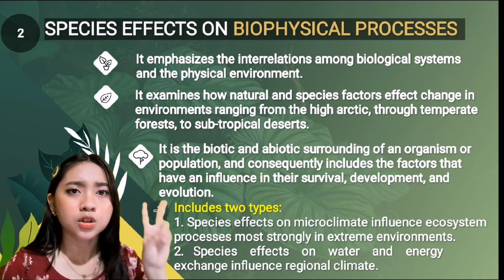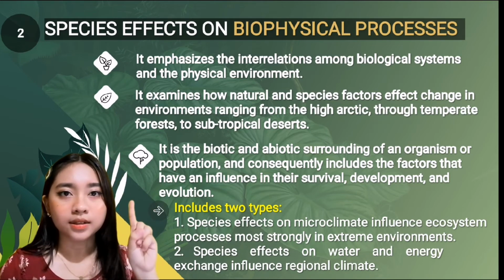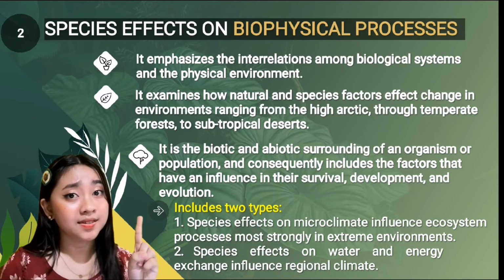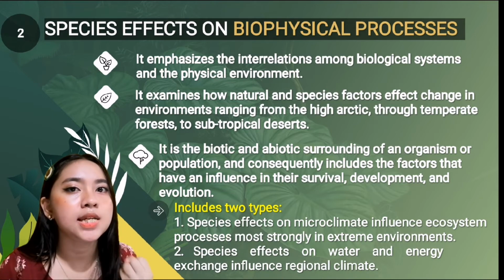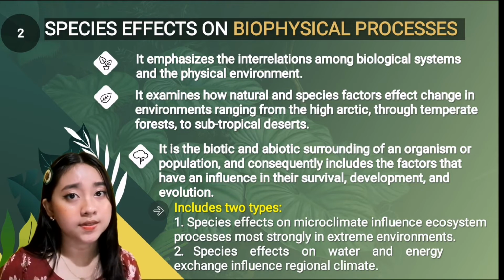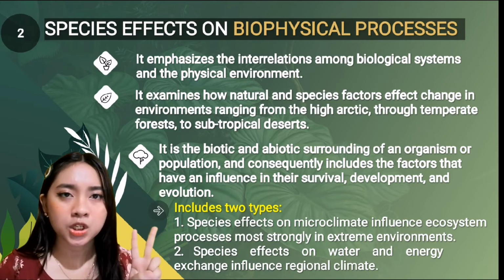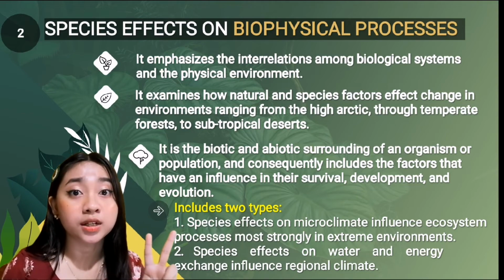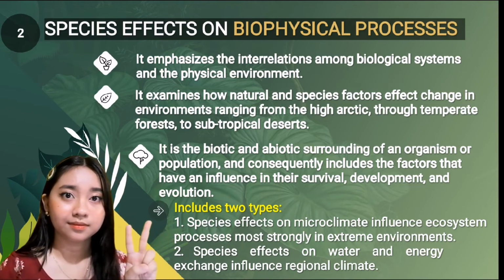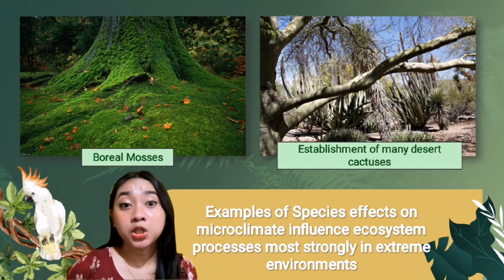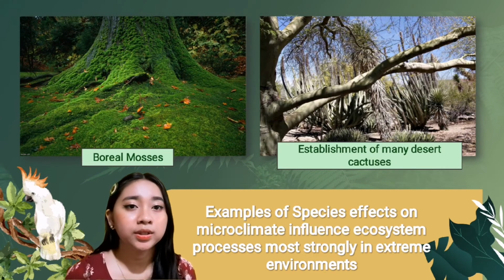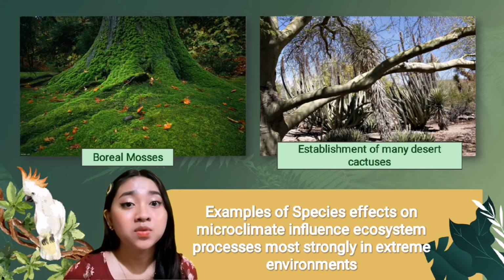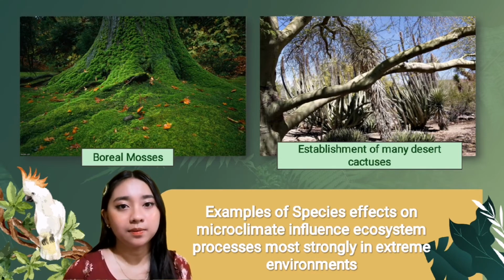It includes two types. 1. Species effects on microclimate influence ecosystem processes most strongly in extreme environments. 2. Species effects on water and energy exchange influence regional climate. Examples of species effects on microclimate influence ecosystem processes most strongly in extreme environments.